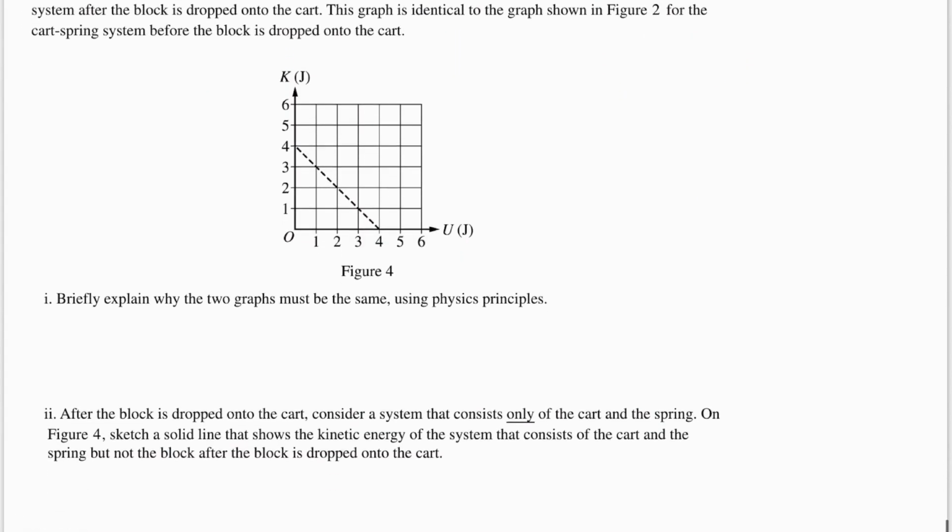Part C. The dashed line in figure 4 shows the kinetic energy K versus potential energy U of the block cart spring system after the block is dropped onto the cart. This graph is identical to the graph shown in figure 2 for the cart spring system before the block is dropped onto the cart. So briefly explain why the two graphs must be the same using physics principles.